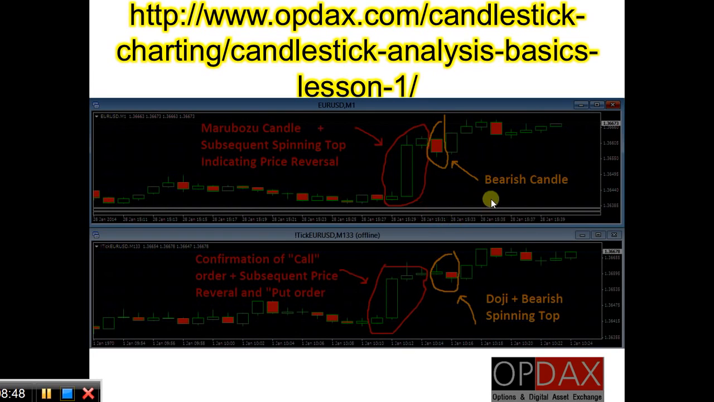And again, it's a little tough to see because these candlesticks are not forming live, and usually when you see the live trading, you see how this movement in the tick chart confirms the price change and the movement in the time chart. So we have a Marubozu candle here, and we have our subsequent spinning top indicating a strong price reversal. We have our bearish candle. And the point is that here we have the confirmation of the call that we would put in on this particular trade, and our subsequent price reversal here, the doji and the bearish spinning top, which would be our put order. So the tick chart confirms the time chart.